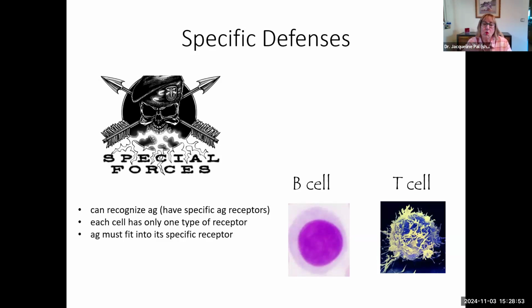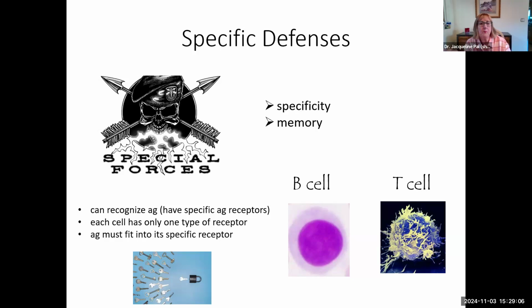So each cell only has one type of receptor and it must fit into it. So it's kind of like the key has to find the lock that it fits into. The antigen must find its receptor. And so specific defenses have specificity. What does this mean? It means if the B cell or the T cell is going to react to, say, for instance, the polio virus, then if gonorrhea comes by, it goes, yeah, not my problem. Or syphilis, not my problem. COVID, not my problem. HIV, don't recognize you. Nope, don't recognize any of those other things because I am specific only for poliovirus.